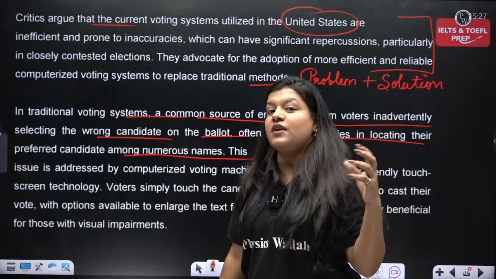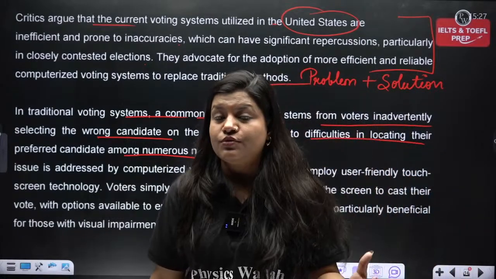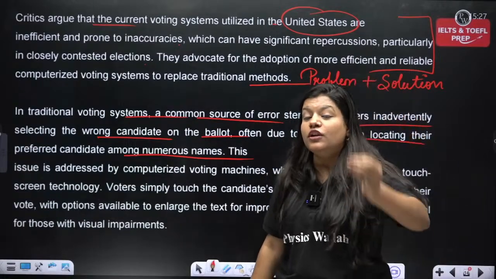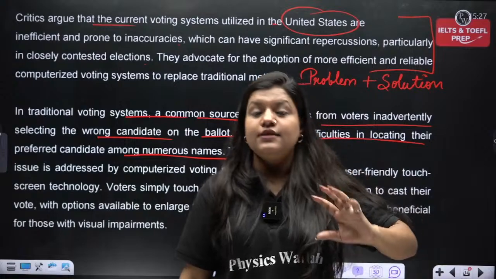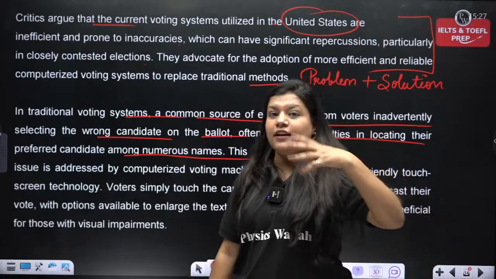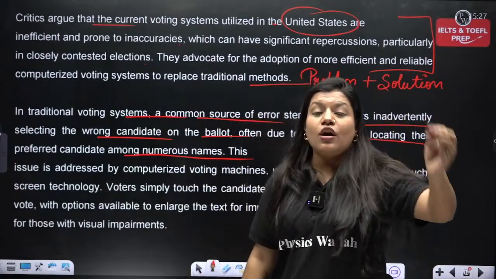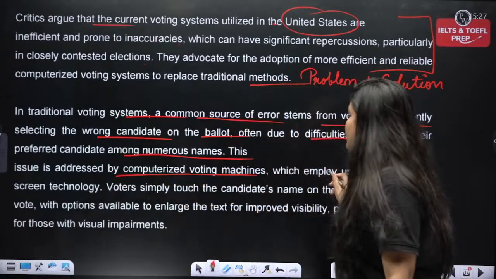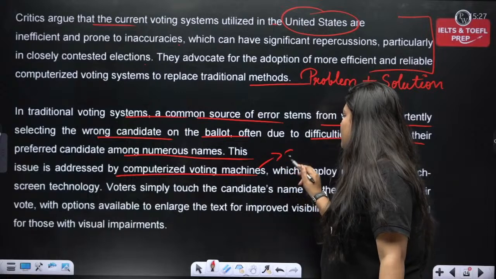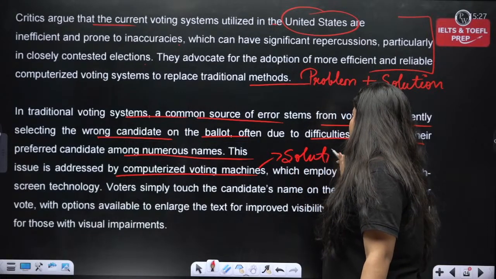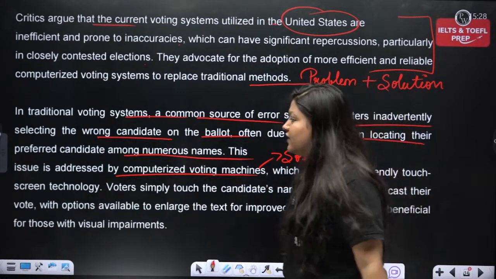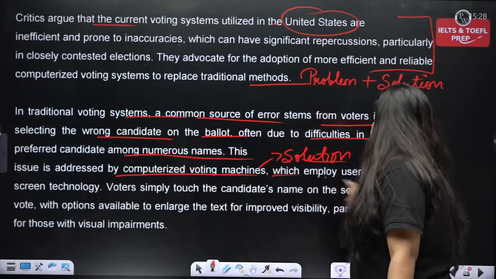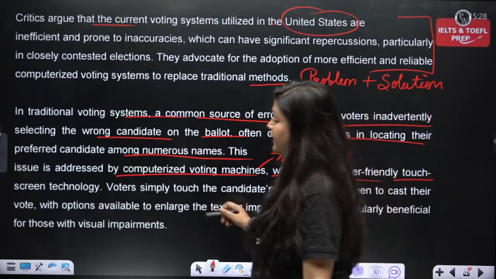Now, according to the traditional voting system, people are facing a lot of issues at the time of voting for the particular candidate that they want, and because of the numerous names present on the ballot, it is becoming difficult for them, and they are ending up voting for the wrong person, right? Now, this issue is addressed by the computerized voting machine. This is the solution mentioned here, which is the electronic way of voting. Okay, so this is addressed by computerized voting machines, which employ user-friendly touch screen technology.